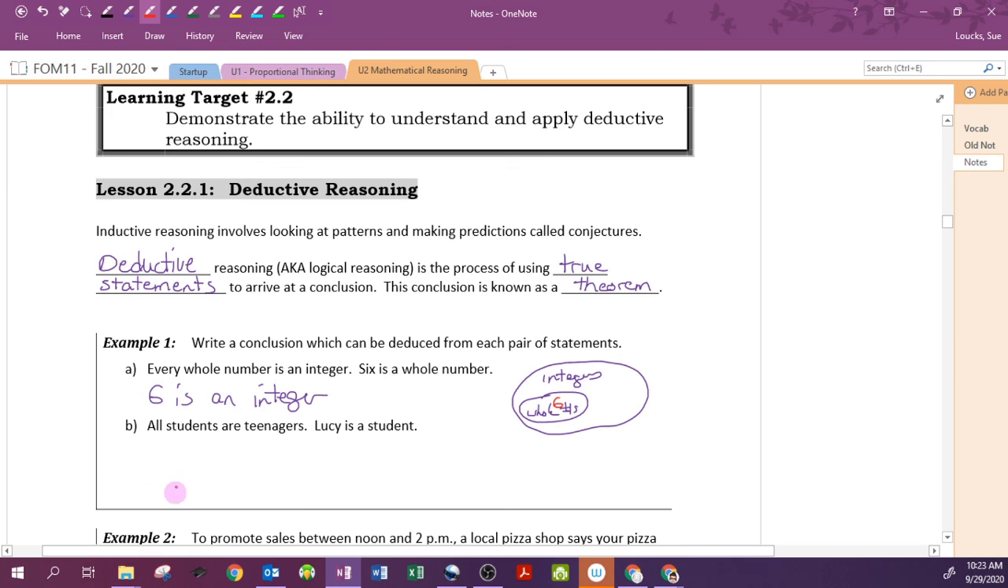This one says all students are teenagers. So if I have my box of teenagers and my bag of students is in here, because all students are teenagers, and Lucy's a student, then Lucy is a teenager.